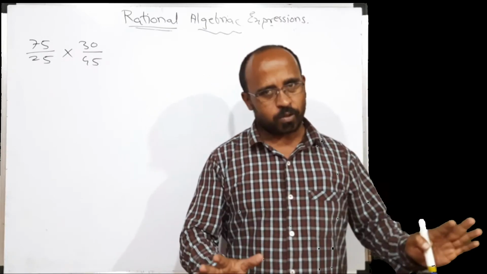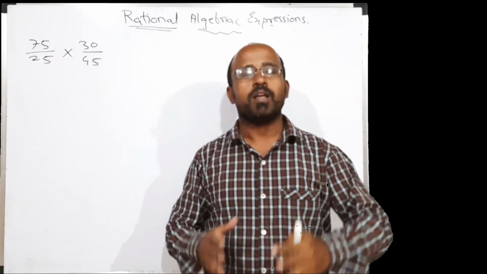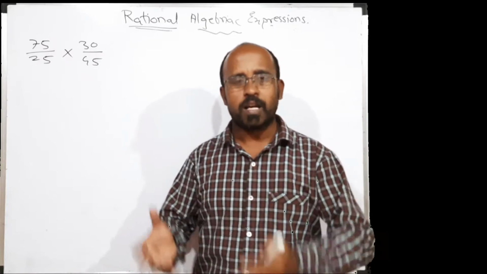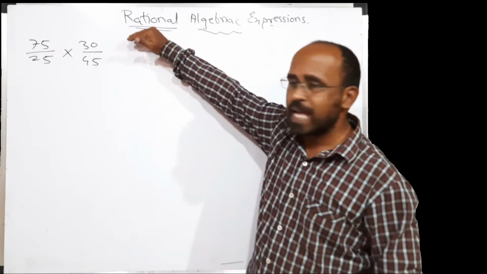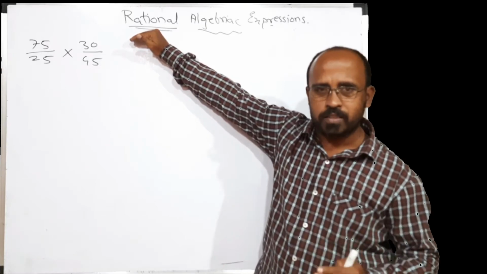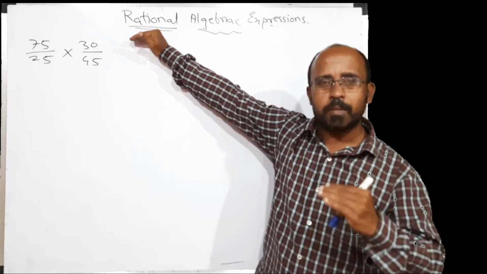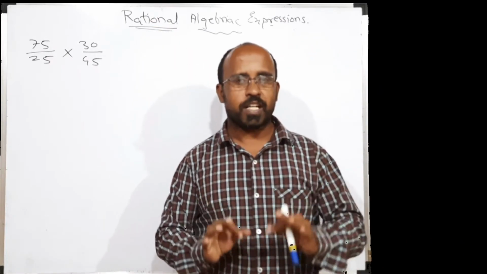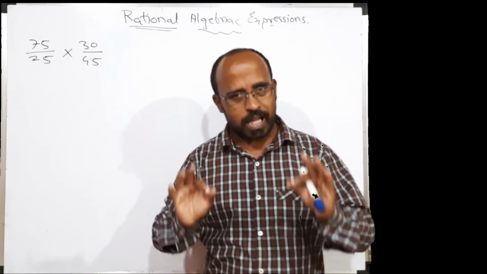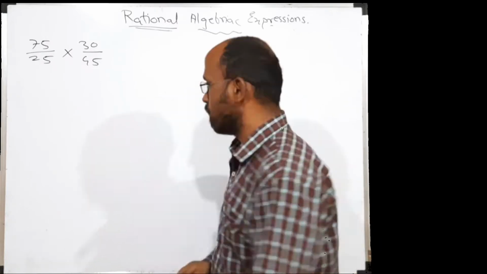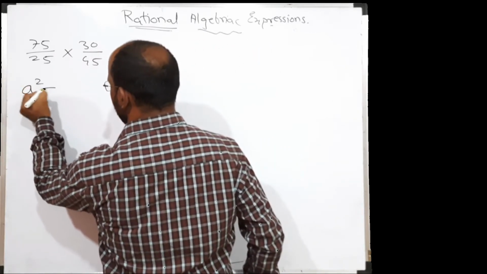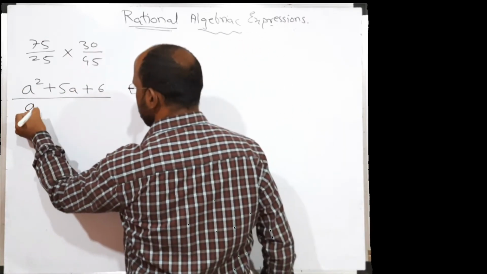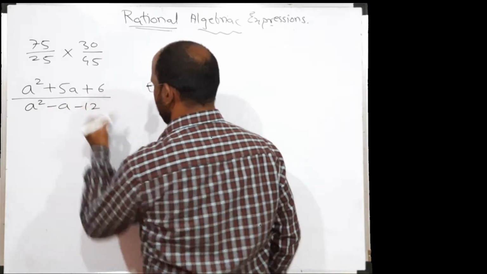Algebra means a variable is included, x, y, z, a, b, c, d, along with numbers. In simple words, monomial, binomial, trinomial, quadrinomial, polynomials, such things are used in the form of rational numbers. Means if algebraic expressions are used in the form of numerator upon denominator, such expressions are called rational algebraic expressions. For example, a square plus 5a plus 6 upon a square minus a minus 12.